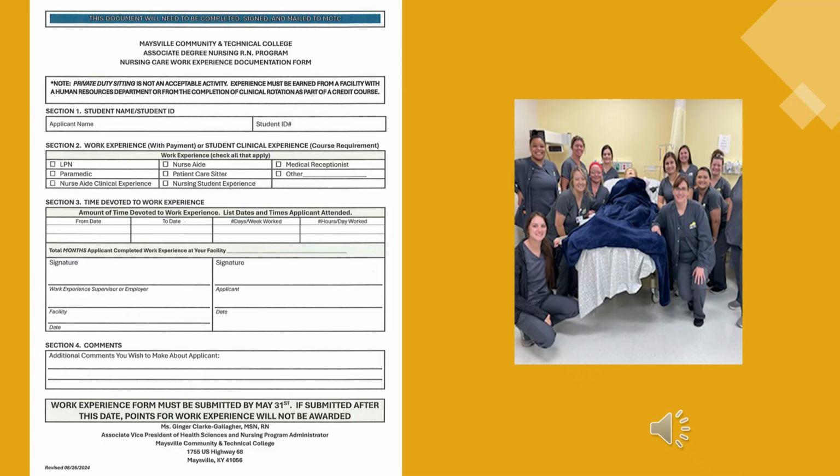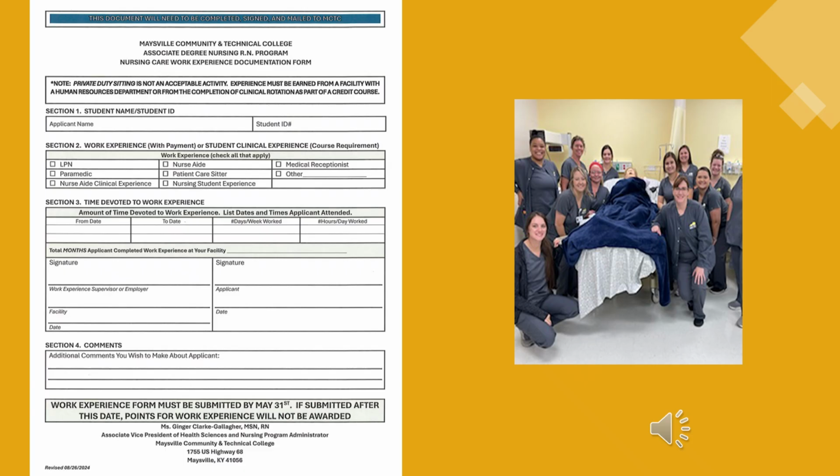This form is our nursing care work experience documentation form. So this is to prove that you have some work experience in the medical field. It could be that you're an LPN, you're a paramedic, you were a nurse aide, maybe you worked at a doctor's office. This would be what this form is. It can give you 2 extra points on your selective admission form if you have this filled out.